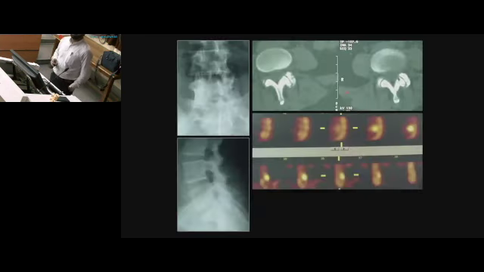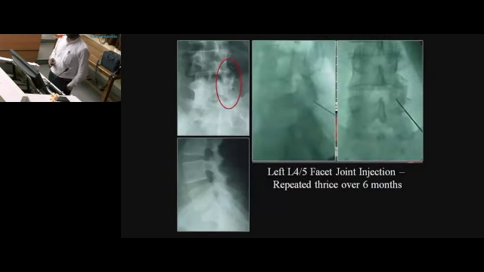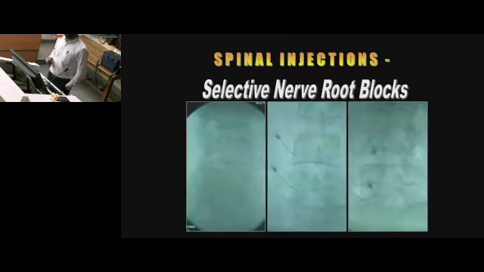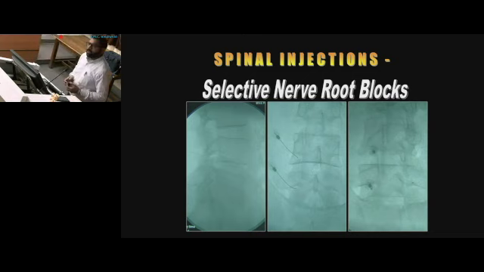So how are these nerve root blocks given? Now you see, with the help of this very fine 22 gauge spinal needle, we go to the foramen. Can you see this needle reaching the foramen? So we go till the foramen and then we inject a cocktail of bupivacaine and steroid.